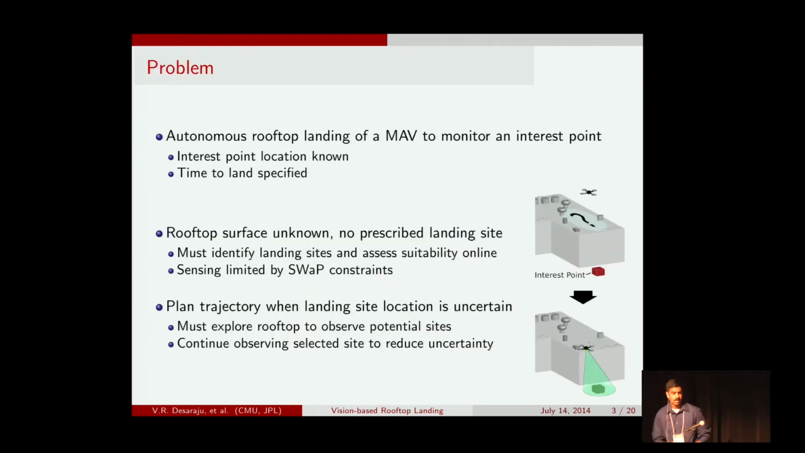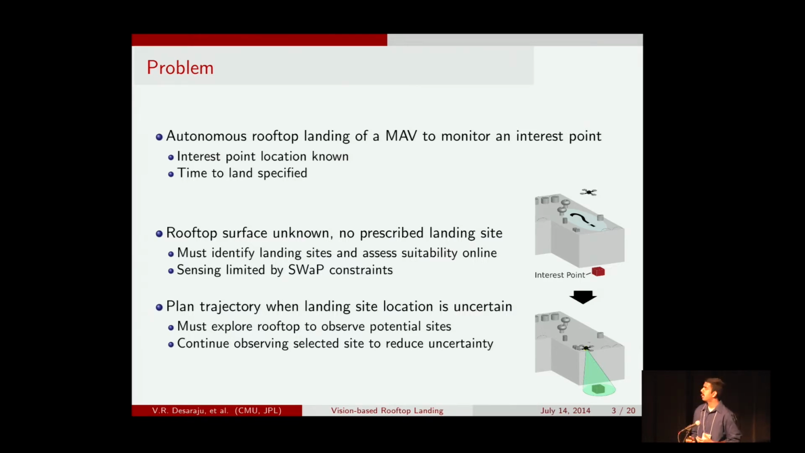So the problem we're looking at here is specifically, how do we enable a micro-air vehicle to autonomously land on a rooftop in order to monitor some nearby interest point? We assume that the location of the interest point is known a priori. We also assume that we have a constraint on when we need to land, and this would typically come from a higher level mission manager, for example.